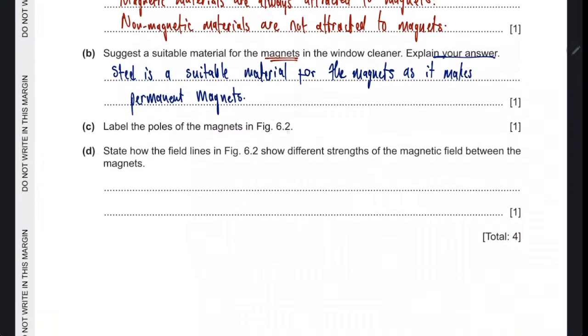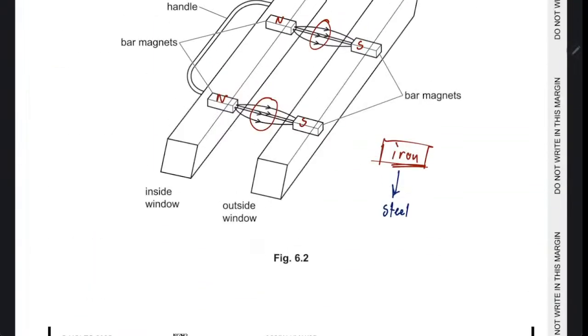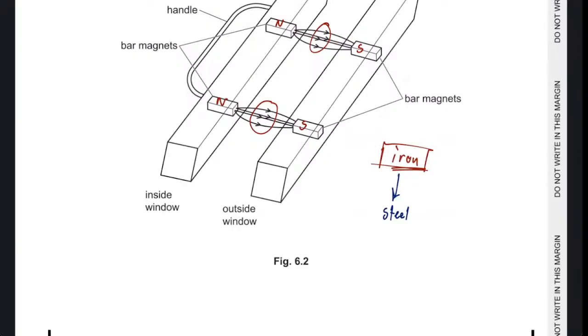Label the poles of the magnets in 6.2. Wow. We've labeled them already, so we are fine. North, south, north, south. So that's not a problem.